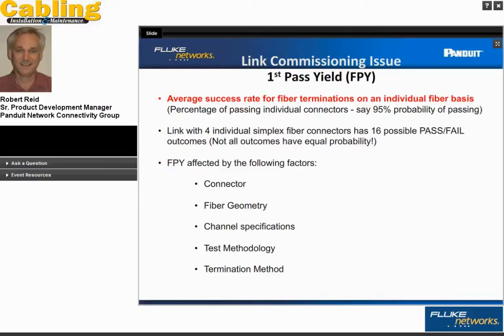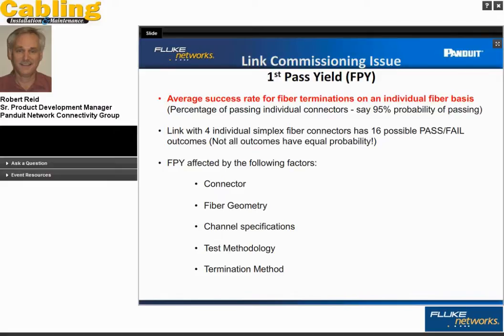So I've got 4 connectors. There are really 16 possible combinations of failure or passing. I could have obviously one way of passing the link, which would be all 4 connectors pass. I could have 1 failure in any of 4 locations. I could have 2 failures in any of 6 locations. I could have 3 failures in any of 4 locations, and so on.